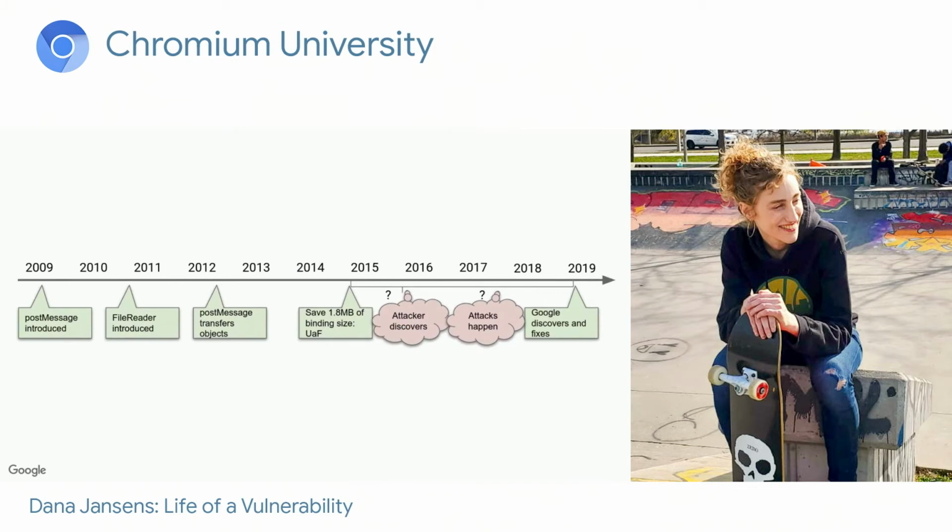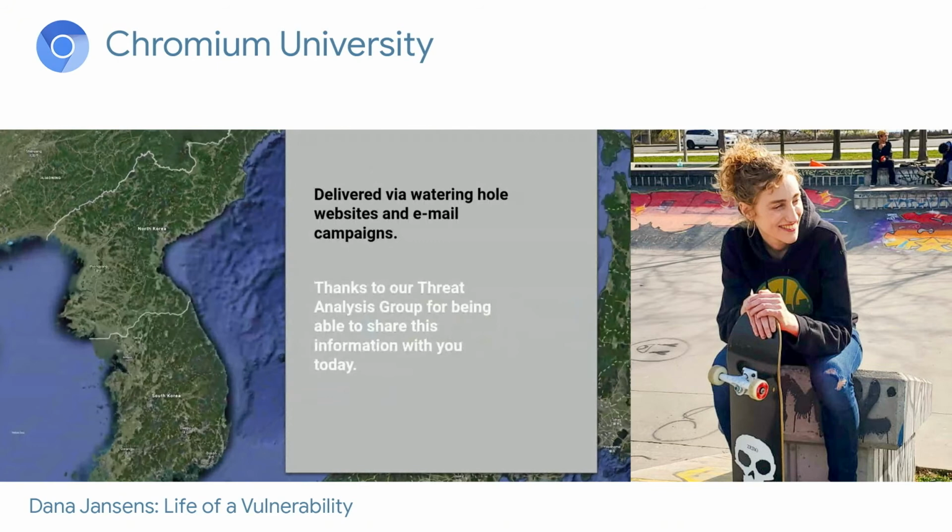So let's go back to the timeline. Some attacker discovered this bug. They traded it across the industry, and somebody somewhere is going to use it. In this case, who? In this case, it was a threat group in South Korea. They were attacking North Korean targets with it. Thankfully, our threat analysis group allowed us to share this for the purpose of this talk. We normally keep this type of information very secretive for obvious reasons.